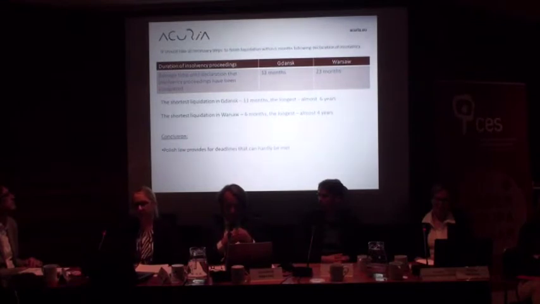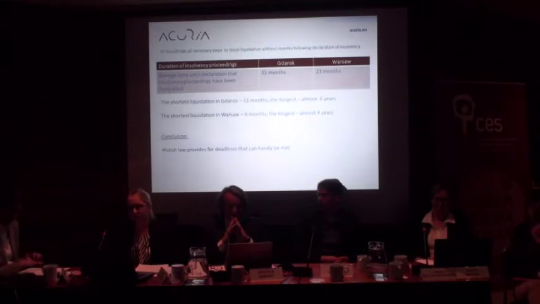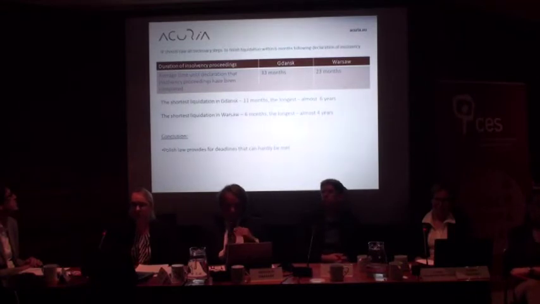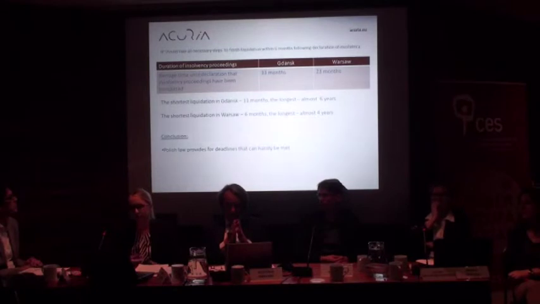The shortest liquidation in Gdańsk was 11 months, the longest almost 6 years. And in Warsaw, the shortest was 6 months, and the longest was almost 40 years. So this deadline of 6 months, which is provided by the law, was kept only in one case in Warsaw. And this case was quite unique because the assets were only money, so the trustee didn't have to sell anything. So the conclusion of this part of the research is that Polish law provides for deadlines that can hardly be met.